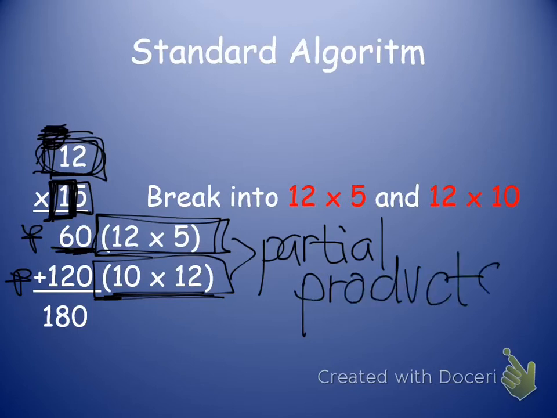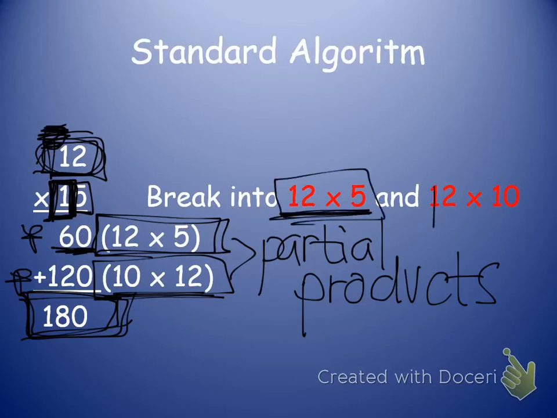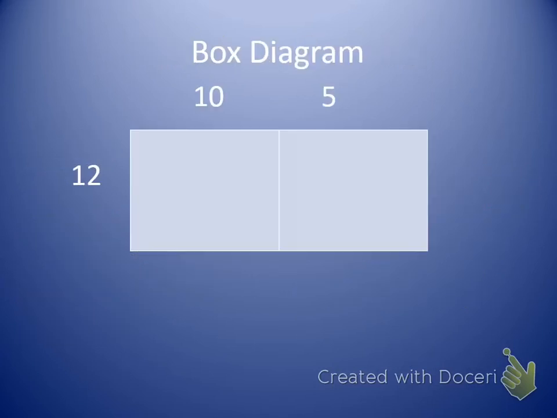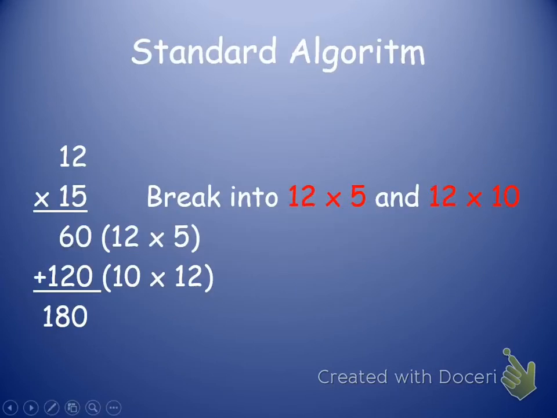So I'm adding 60 plus 120, which is the exact same thing as the box diagram on the previous slide. So if you need to go back and compare, go ahead and do that now. 60 plus 120 giving me 180 miles total. So she ran 180 miles altogether in her training for each of the 12 weeks. Looking at this, we broke apart my number into 12 times 5 and 12 times 10. Going back to that box diagram, that's the exact same thing that I did there.